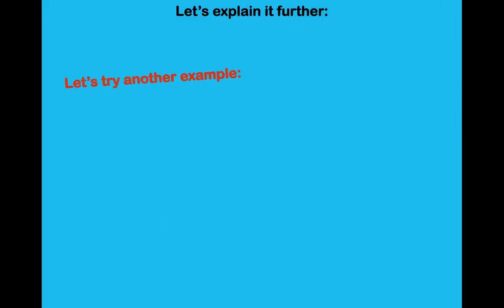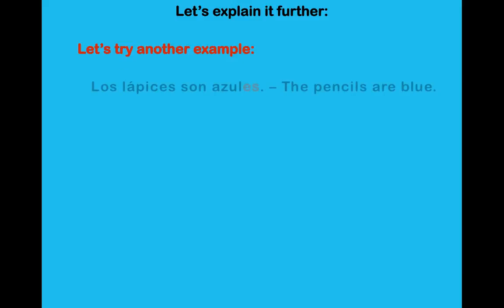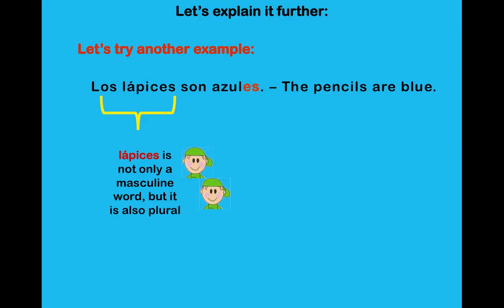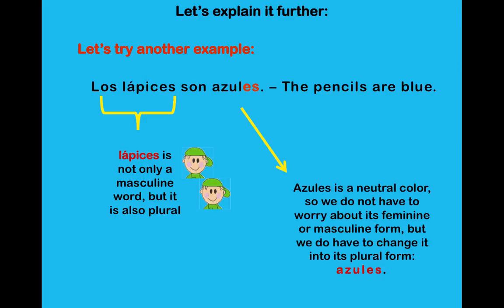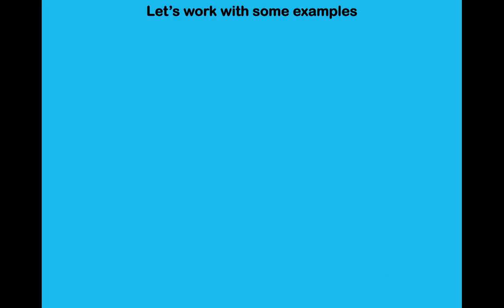Let's try another example. Los lápices son azules. The pencils are blue. Lápices is not only a masculine word, but it's also in its plural form. So the describing word, which is azules, is a neutral color, so we don't have to worry about changing it from feminine to masculine or anything like that. All we need to do is put it in its plural form. We add the ES and it becomes azules. Los lápices son azules.